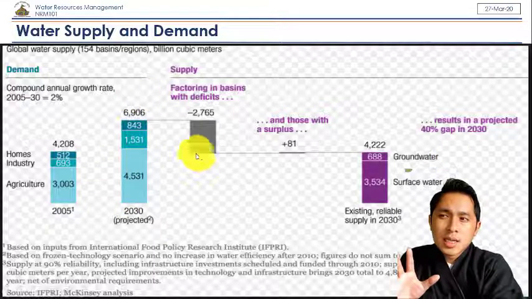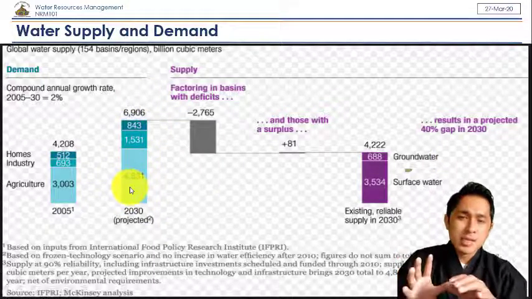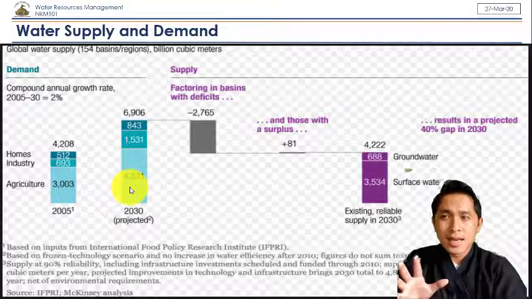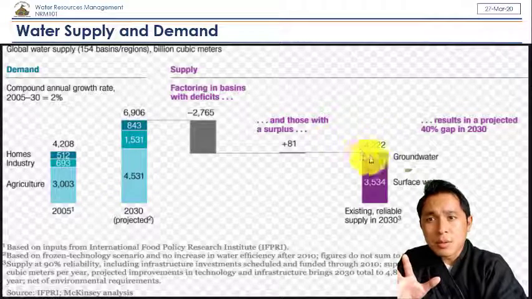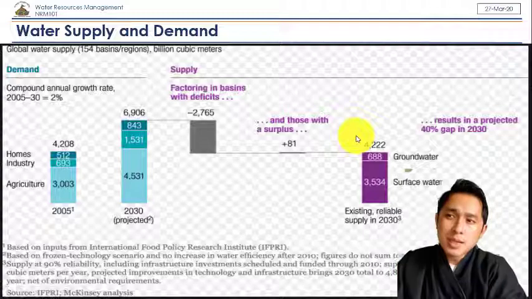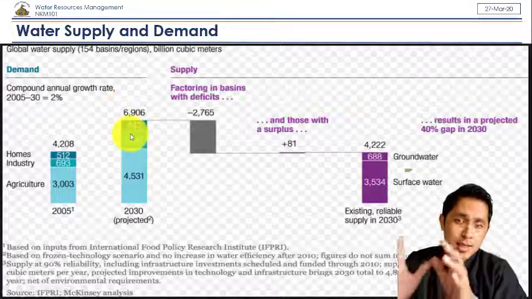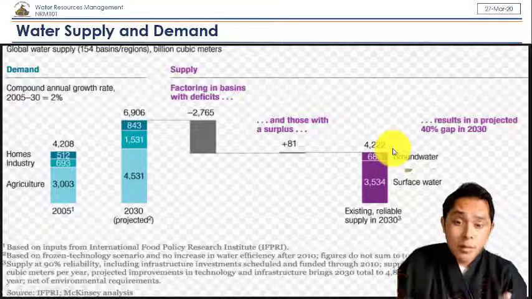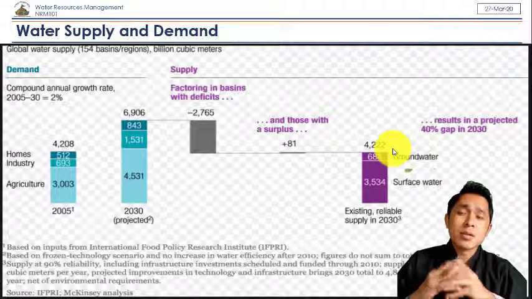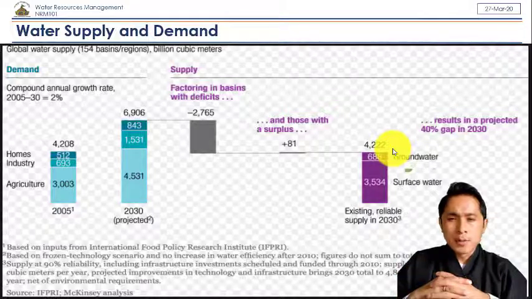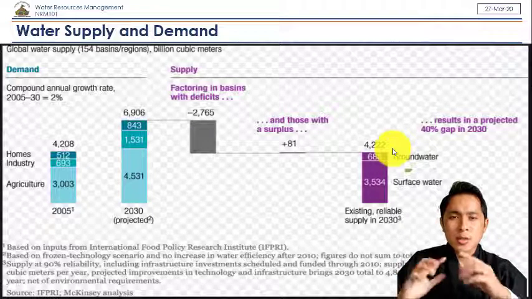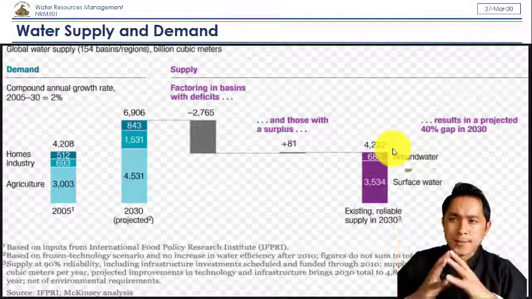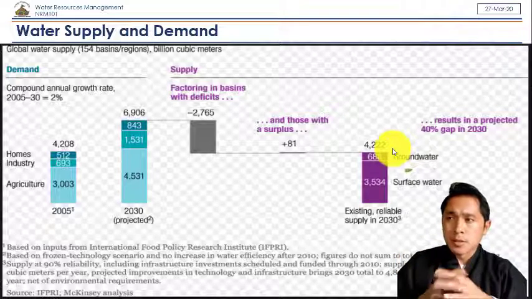So it's like 6,906 demand, and we are able to supply only 4,222. So demand is 6,906 in 2030, and the supply that we can provide from the planet's water resources is around 4,222. That means there is a gap of 40% that needs to be filled. So actually, this is what water supply and demand calculation is all about.